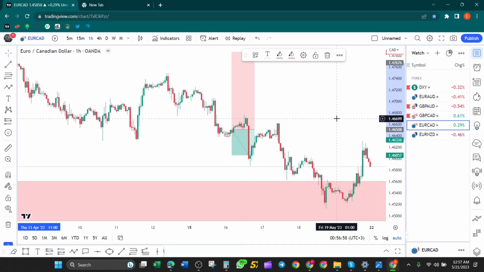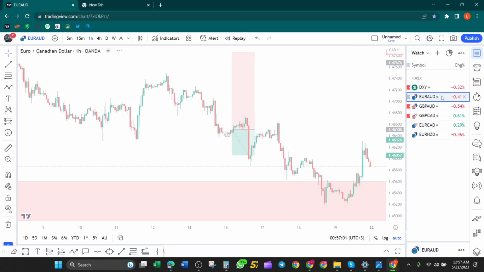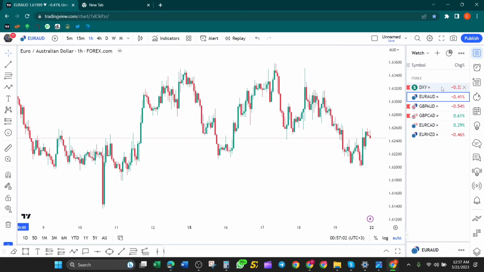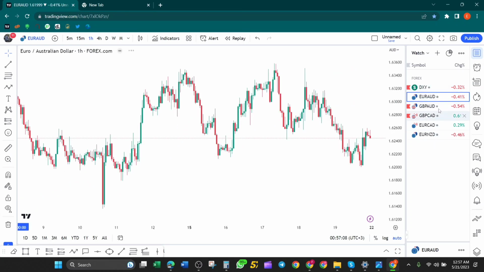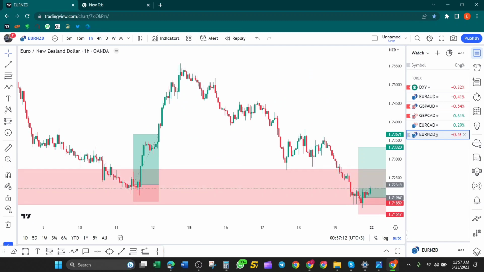So if I can show you my pairs, I trade only these 5. Of course, DXY is not a tradable instrument. DXY is just to measure the strength of the dollar, so ignore DXY. I trade the rest, which are only 5 currency pairs. The reason why I trade 5 pairs, if I can try to assist you to understand, is very simple. With my strategy, I don't get setups every day.